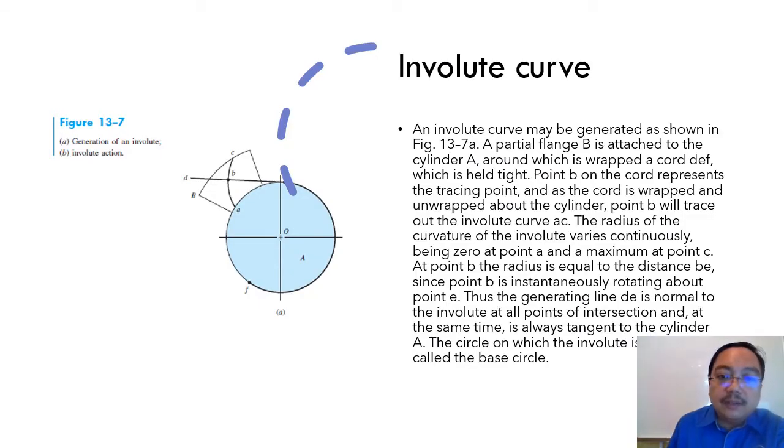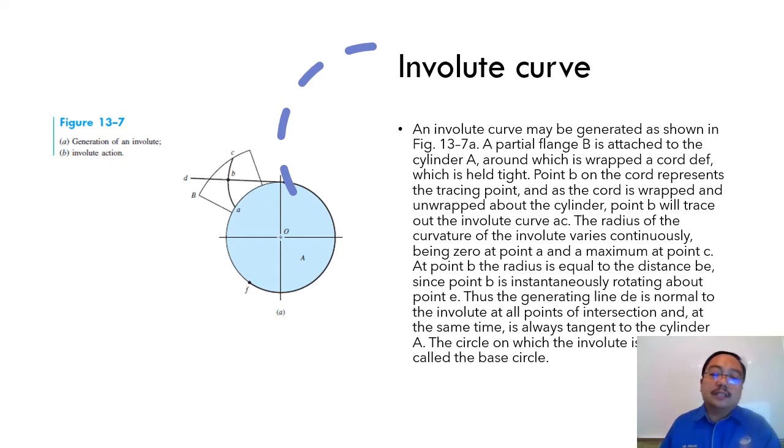Involute curve. An involute curve may be generated as shown in figure 13.7. A flange A is attached to the cylinder A, around which is wrapped a cord which is held tight. Point B of the cord represents the tracing point, and the cord is wrapped and unwrapped about the cylinder.